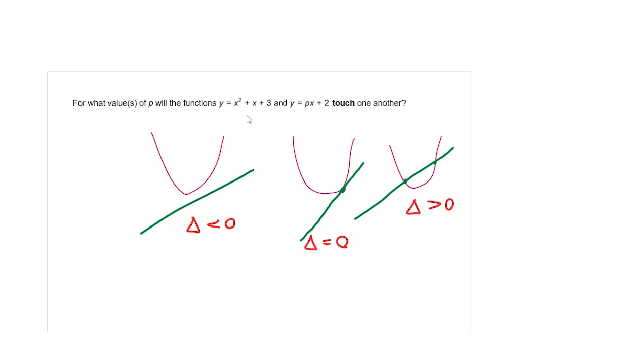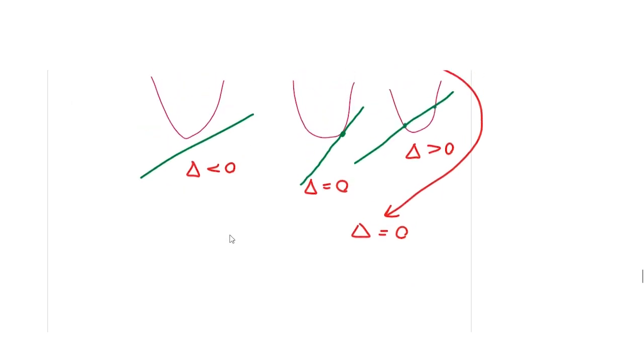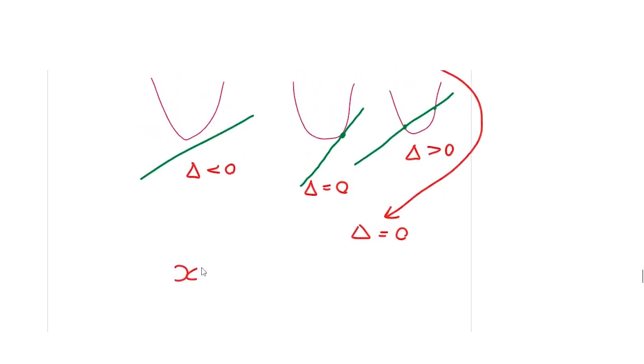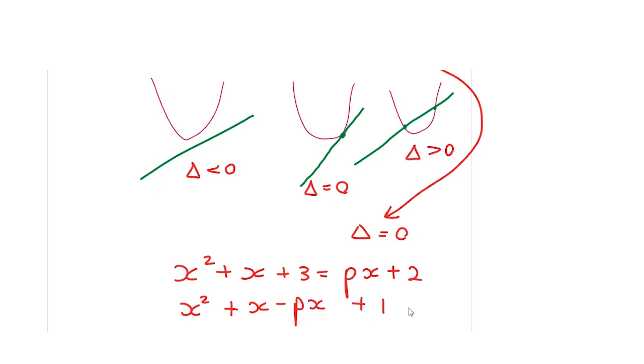Now this question says, for what values of p will these two functions touch one another? All right, so in order to touch, we know that delta must be 0 for this particular simultaneous equation when we solve them. So what we're going to do is put them equal to one another. x squared plus x plus 3 equals px plus 2. We're solving them simultaneously. We need to get this into standard form first up. So this is going to be x squared plus x minus px plus 1 equals 0.